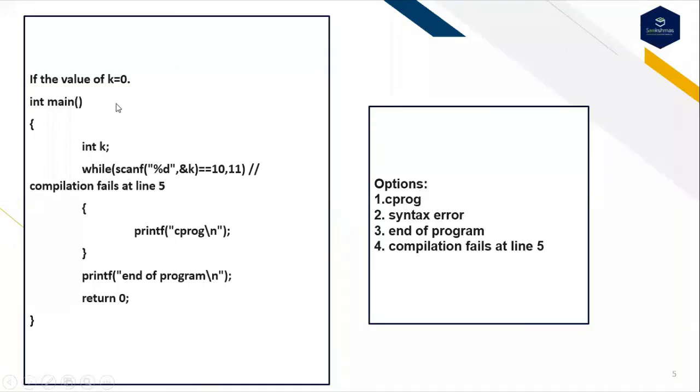And this is the question which belongs to C programming. Here, if the value of k is equal to 0, I'm just giving the hint, now the value of k is 0. Execution of the program begins from the main. Here, k is a variable belonging to the integer type, and inside the while, we are using the scanf, meaning we have to give an input through the keyboard, k equals 10, separated by the comma, and then 11. This is the first expression, separated by the comma. This is the second expression.